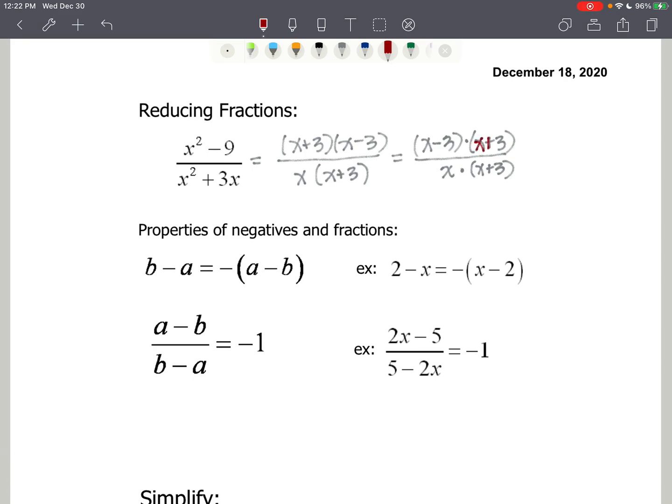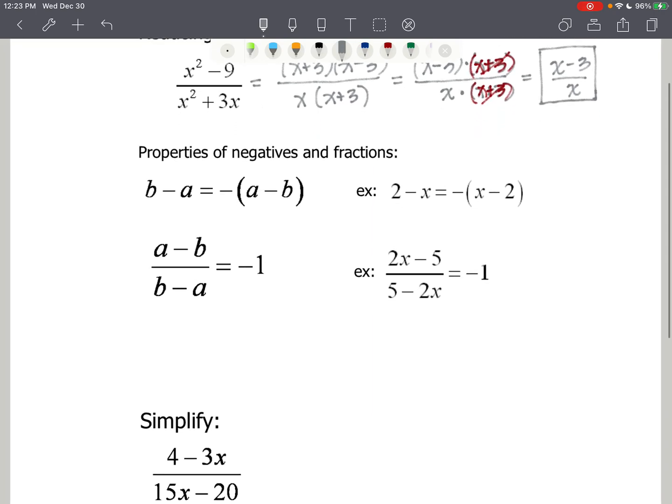Anything over itself is a factor of 1. So what we see as canceling out, that's really multiplying x minus 3 over x times a factor of 1. But I'm going to refer to this as canceling. It's kind of the shorthand terminology.